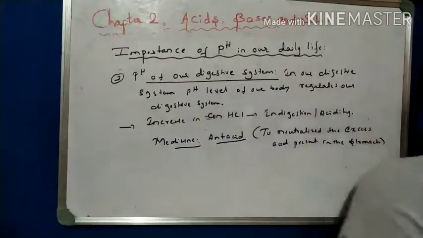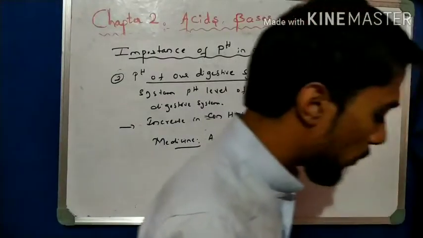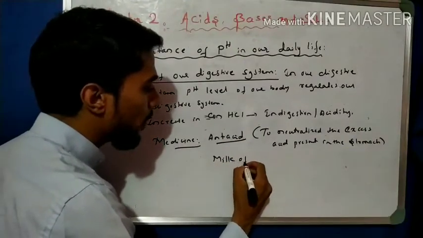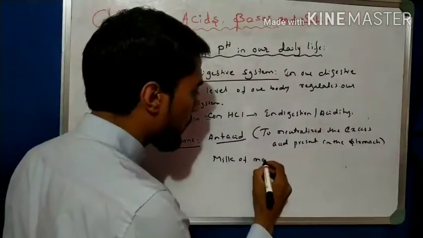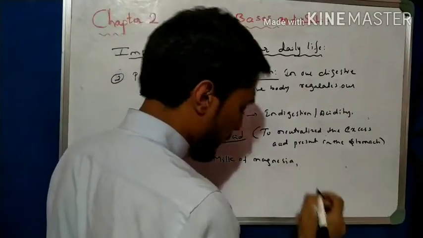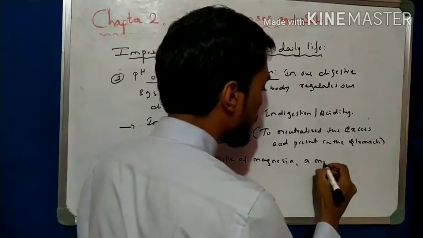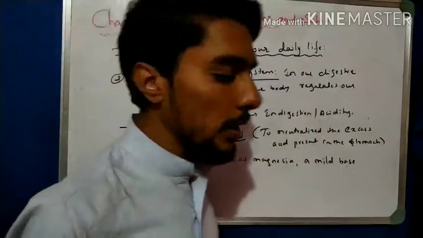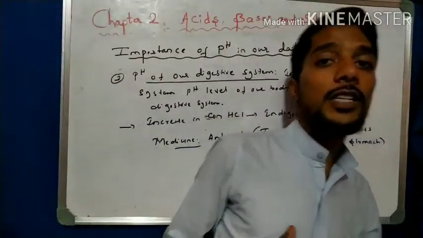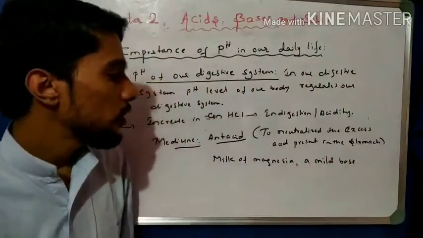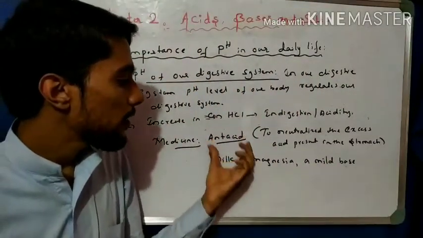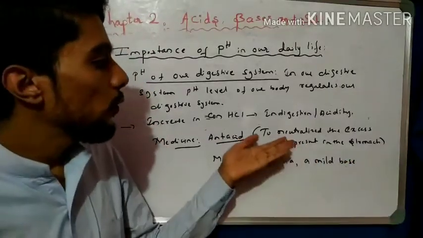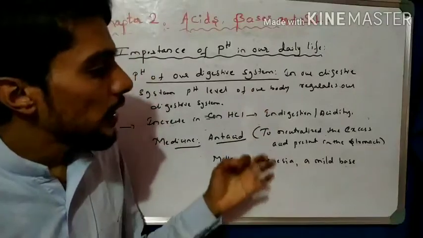Some other medicines we also use as antacid, for example milk of magnesia. A mild base is often used for this purpose, for neutralization of excess acid in the stomach. So these are the antacid medicines used, for example milk of magnesia, a mild base. Their purpose is to neutralize the excess acid present in our stomachs.